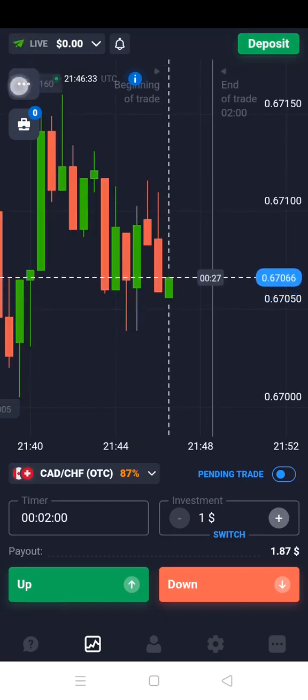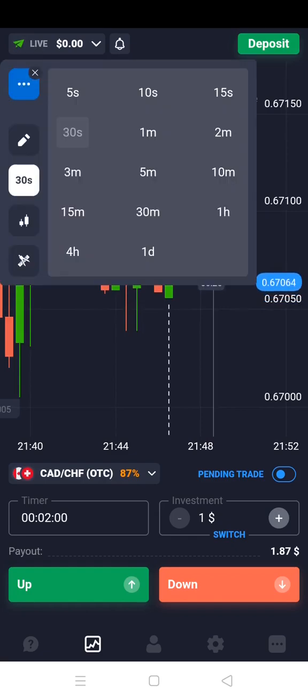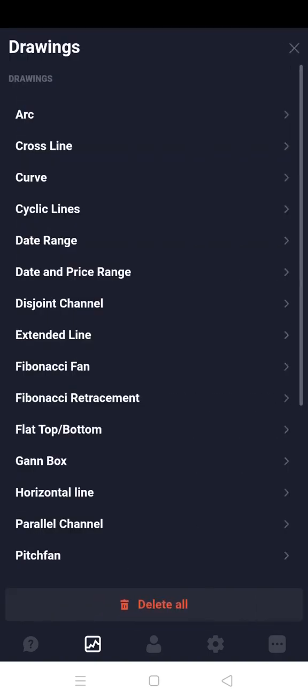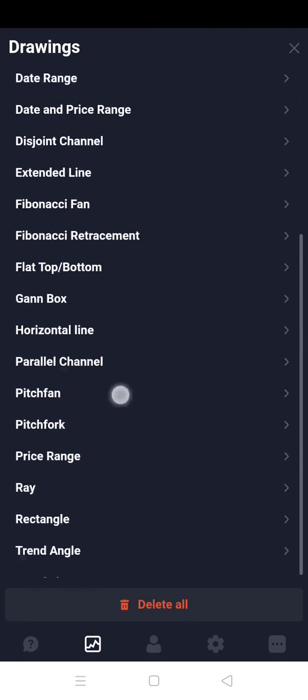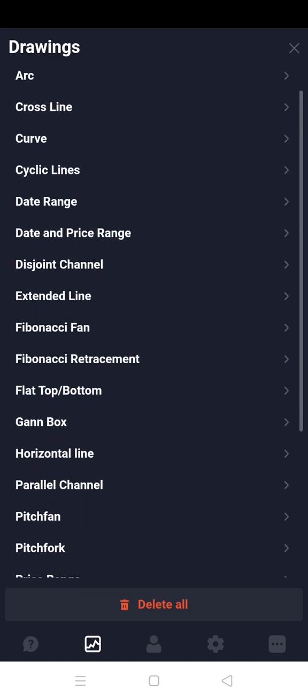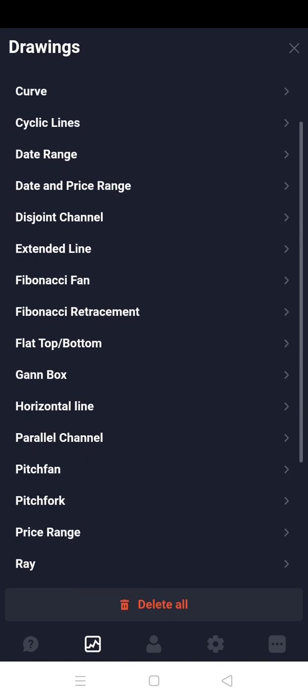In this area where you can see the three dots, click on it. This is where you find your tools and also your chart types. Look at this first one here, this pencil icon. When you click on it, it shows you your drawing tools. So we have different drawing tools here which you can use to make analysis in the market. We have the arc, cross line, curve, cylinder line. I don't use any of these.